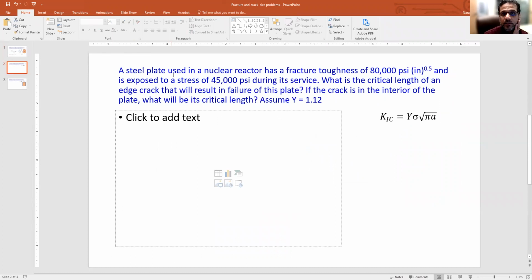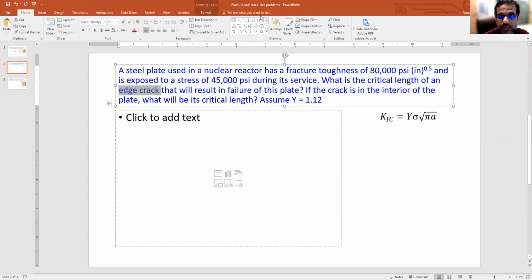Okay, so the next question is: a steel plate is used in a nuclear reactor that has a fracture toughness of 80,000 psi times square root of inch, and is exposed to a stress of 45,000 psi during its service. What is the critical length of an edge crack? So make a note of that. The question is asking for an edge crack here that will result in a failure of this plate. Now, the second part is if the crack is in the interior. What will be its critical length?